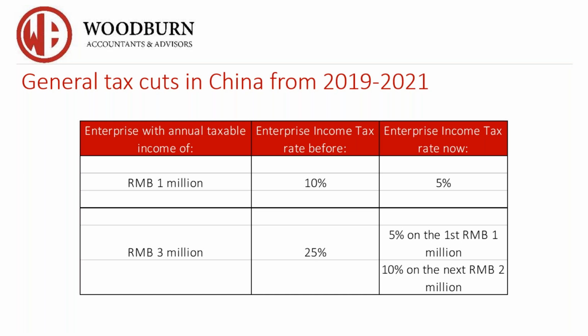For the SMEs, from January 1st, 2019 to December 31st, 2021, if you reach a taxable income of 1 million RMB, you will have a profits tax rate of only 5%. If you reach a taxable income of up to 3 million RMB, then on the first 1 million, it's 5%, and on the second million, it is 10%. If you only reach 2 million RMB, first million 5%, second million 10%, okay? And this is going to be for a period until December 31st, 2021.